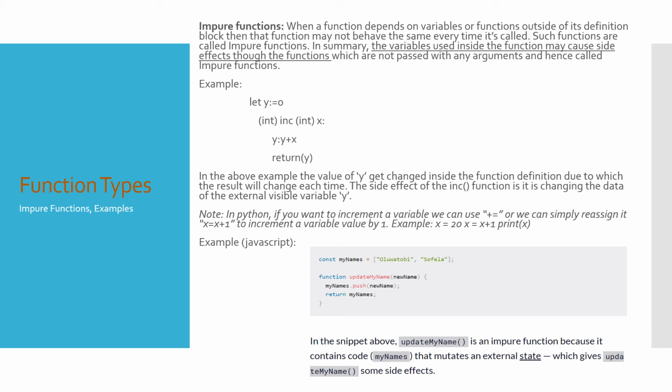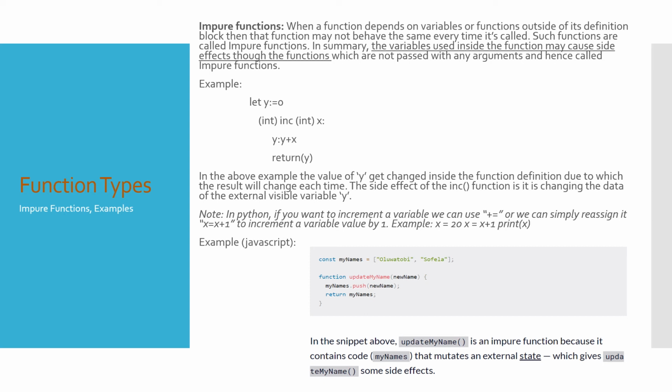Okay, talking about impure functions. Now when a function depends on variables or another function which are outside of its definition block, then the function may not behave the same every time it's called. Meaning there is no constant behavior because the values may change from the variables or the functions outside of it. And hence such functions are called impure functions. So in summary, the variables used inside the function may cause side effects through the functions which are not passed with any arguments, and hence they are called impure functions.